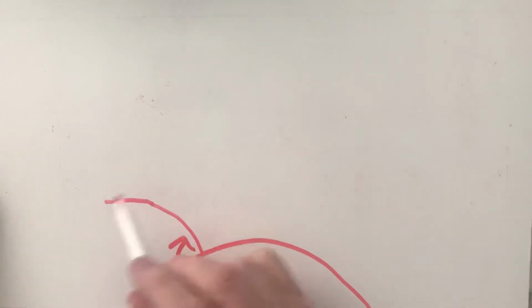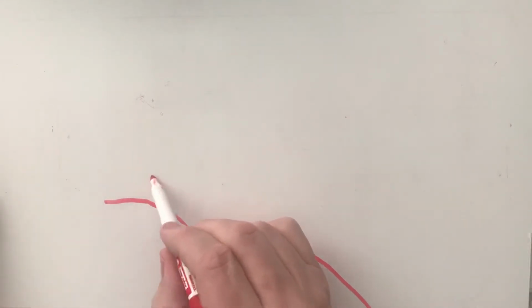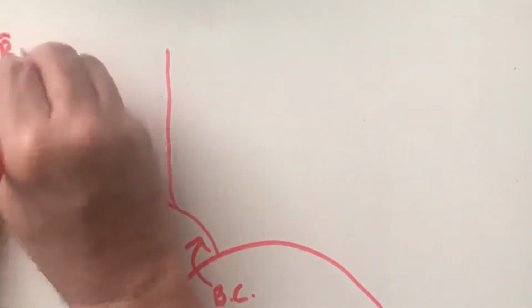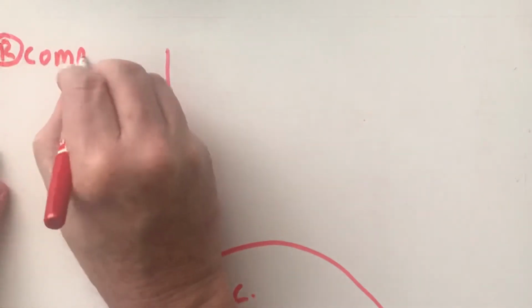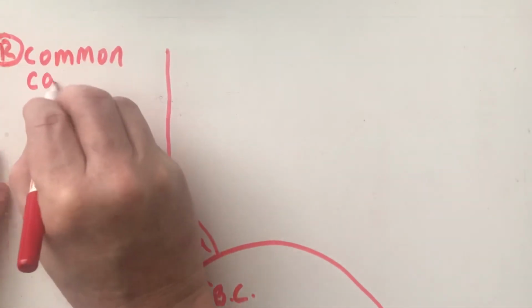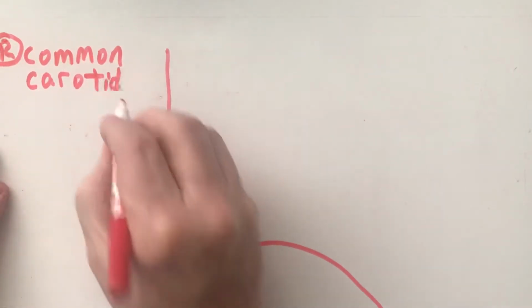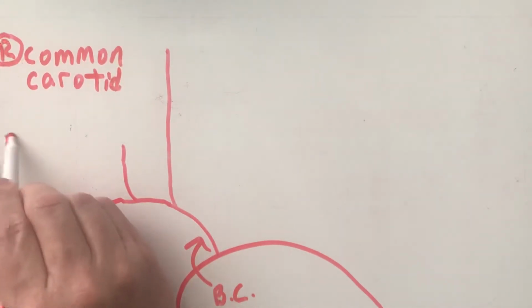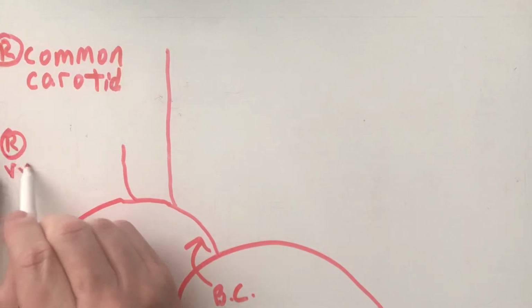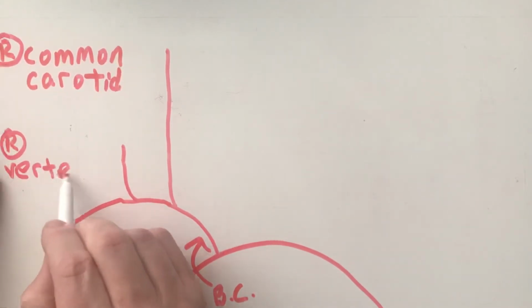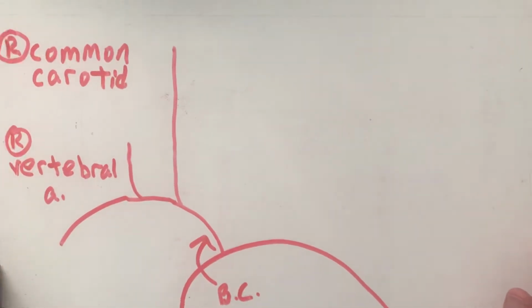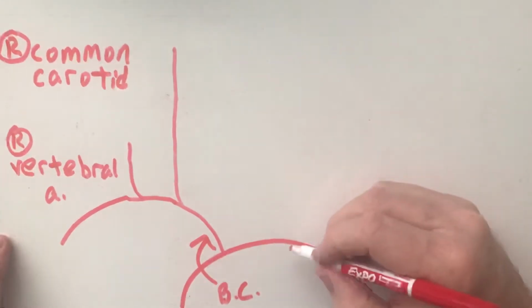Then we said coming off the brachiocephalic trunk, we had the right common carotid, which I'm going to write way up here. We have the right common carotid. And then we had the right vertebral artery. Okay? And then, coming off of the middle, we had our left common carotid.